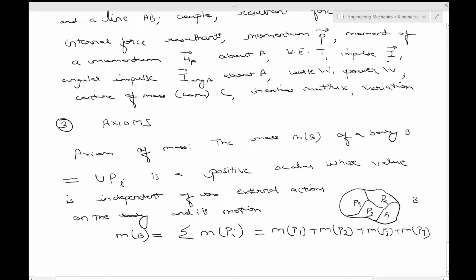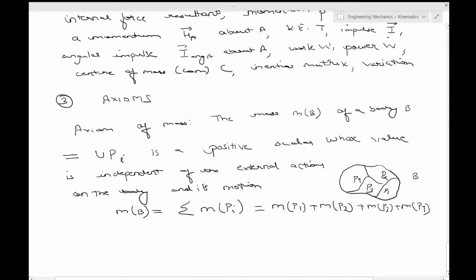Then there are many other axioms which will come across, and some of them you would already know. I'll just, for the mention of name, I will write a few of them over here. So we have the Euler's axioms of momentum.